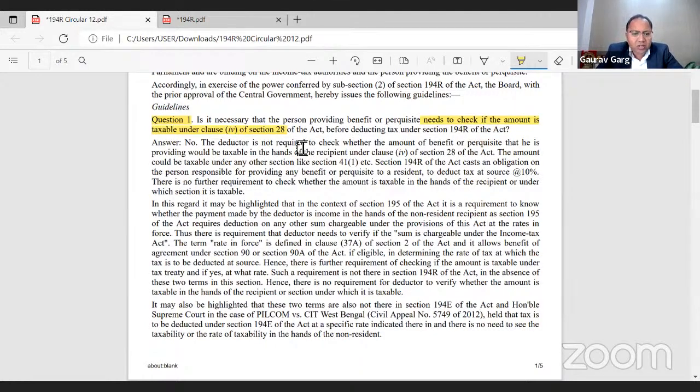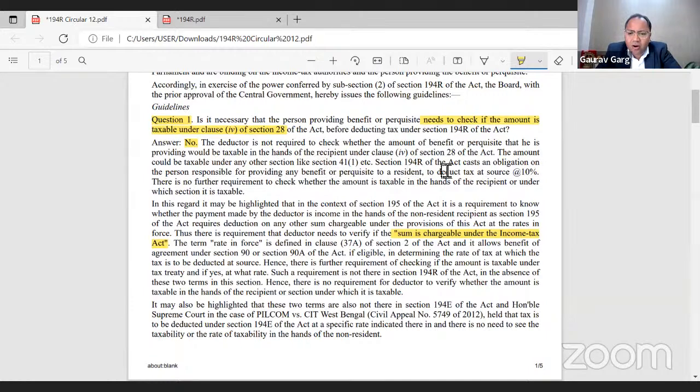If you read the answer, it starts with no. Then they say, if you see section 195, it specifically mentions that the income chargeable to tax or the sum is chargeable under the Income Tax Act. But there are no such words or phrase in 194R. So when it comes to 194R, the law or the circular says whatever benefit you are giving, you must simply deduct TDS at the rate of 10%. So let's read this. Very interesting. The deductor is not required to check whether the amount of benefit or perquisite that he is providing would be taxable in the hands of the recipient under clause 4 of section 28 of the Act. The amount could be taxable under any other section like 41(1), etc.